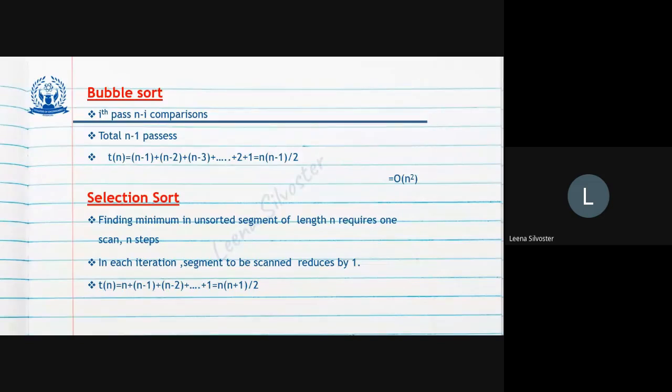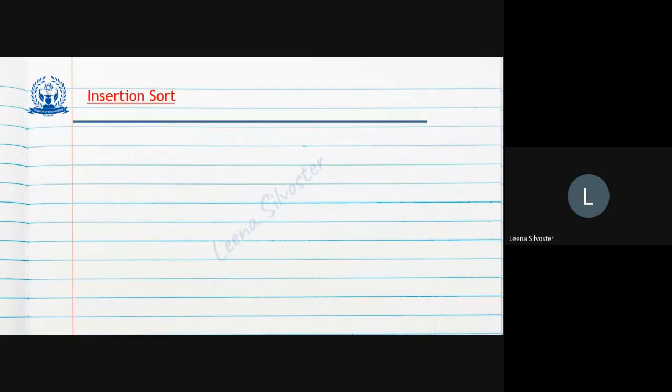Again, n into n plus 1 means n square plus n divided by 2. The higher order term is n square, so the order is n square. Next is insertion sort.